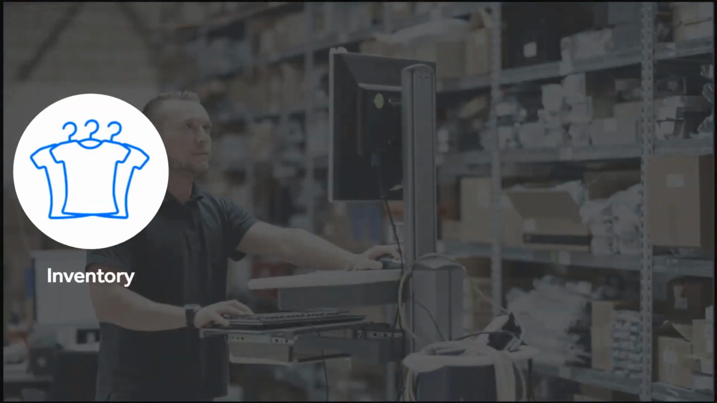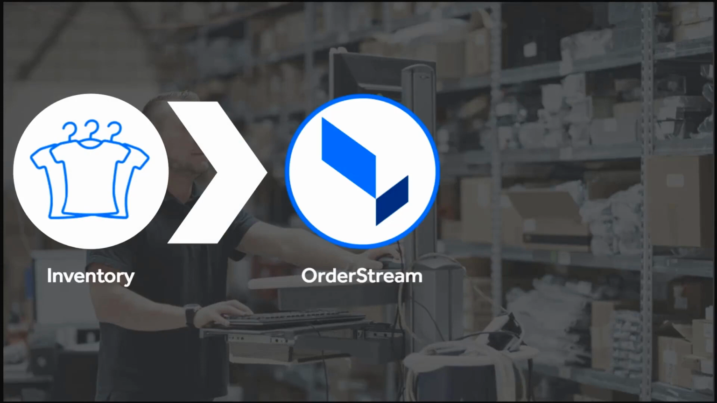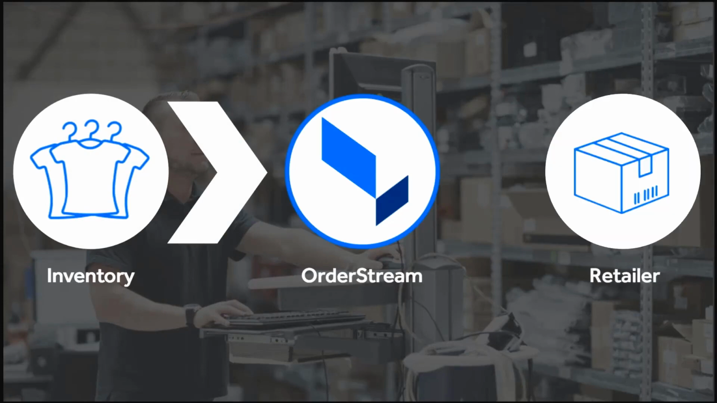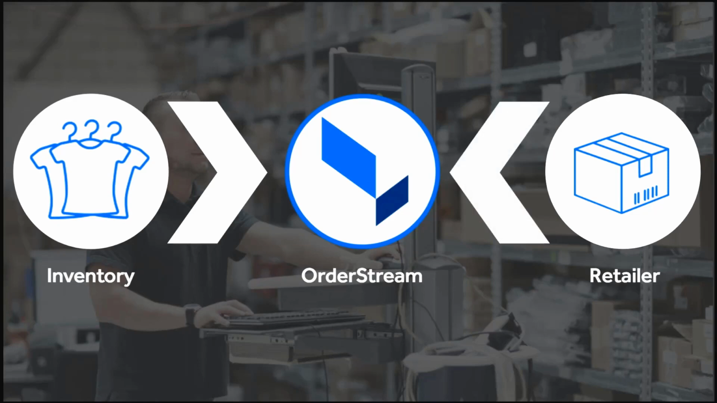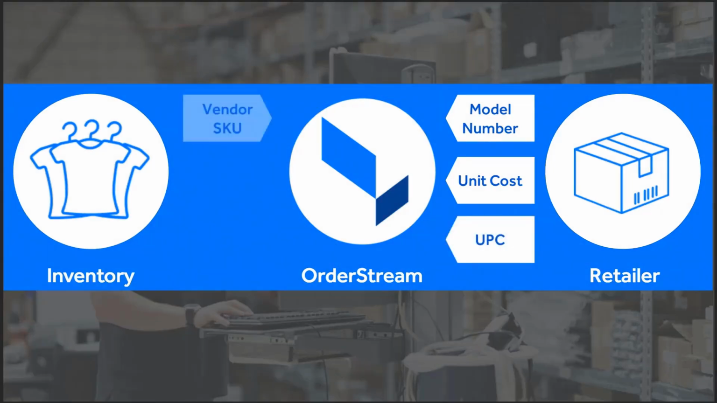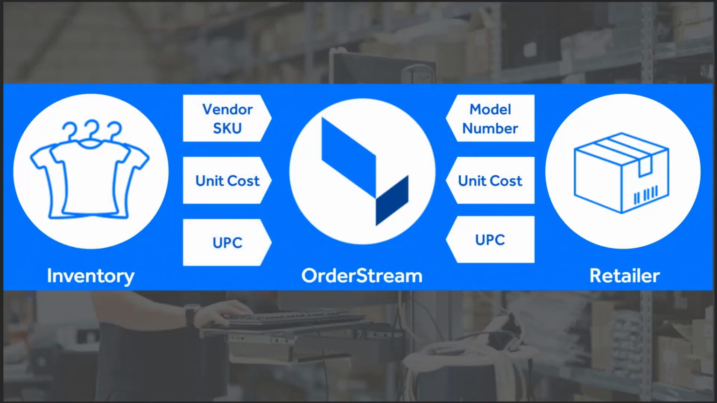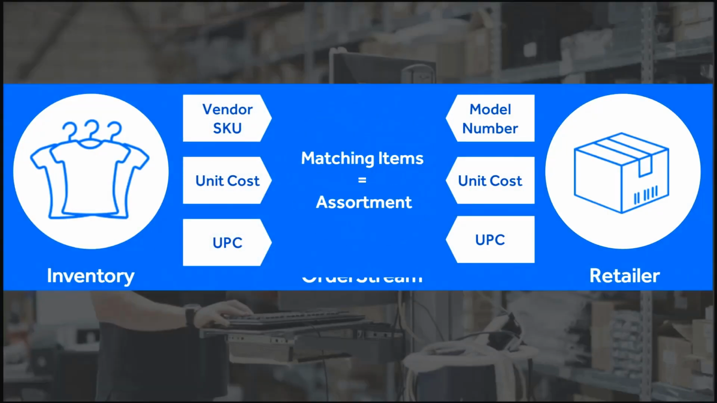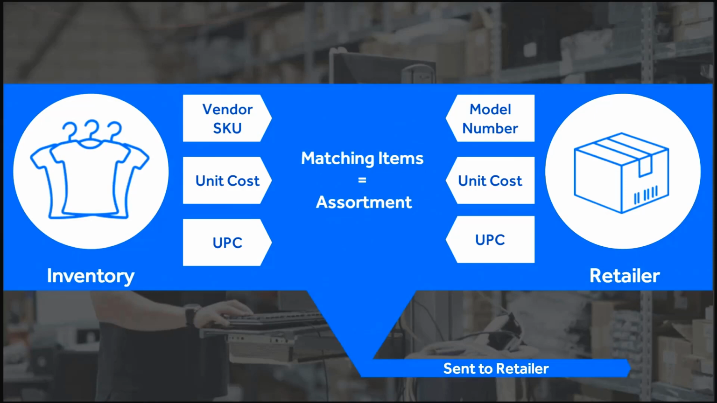As a supplier, you are constantly adding and updating your inventory in OrderStream. When a retailer decides to use the assortment feature, they upload data with the SKUs they wish to sell on CommerceHub, including data elements like model number, unit cost, and UPC. CommerceHub then compares your inventory to the retailer's uploaded data and creates an assortment of inventory that includes only those SKUs that match the retailer's rules and requirements.